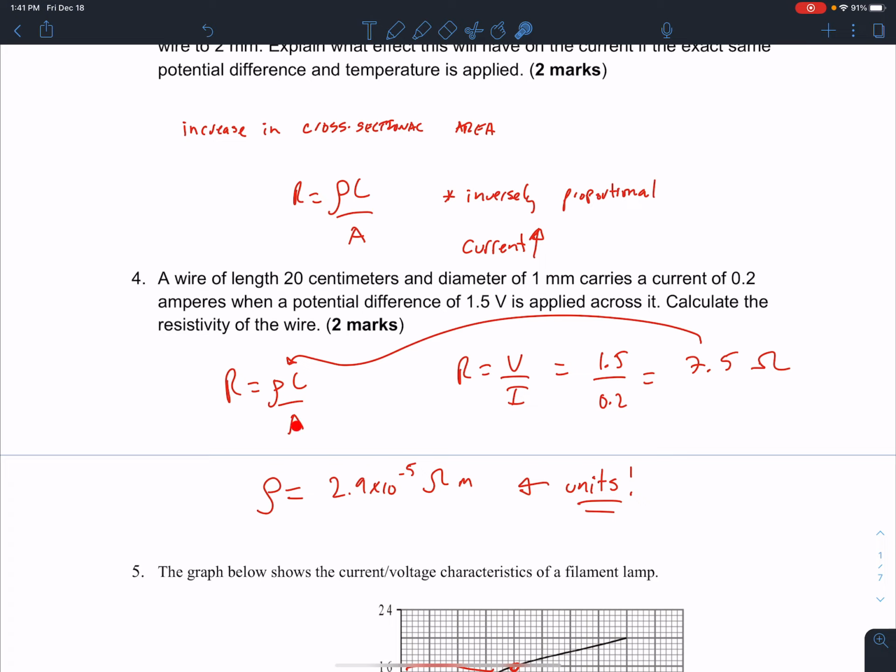Once you calculated your cross-sectional area, you then multiply by the resistance, which you would have to calculate by voltage and current. A lot of you did that. Okay, and then divide it by the length and you'll get the appropriate resistivity. Pay attention to the units. A lot of you guys put the wrong units in or didn't put units at all. You would lose a mark on the IB exam for that.